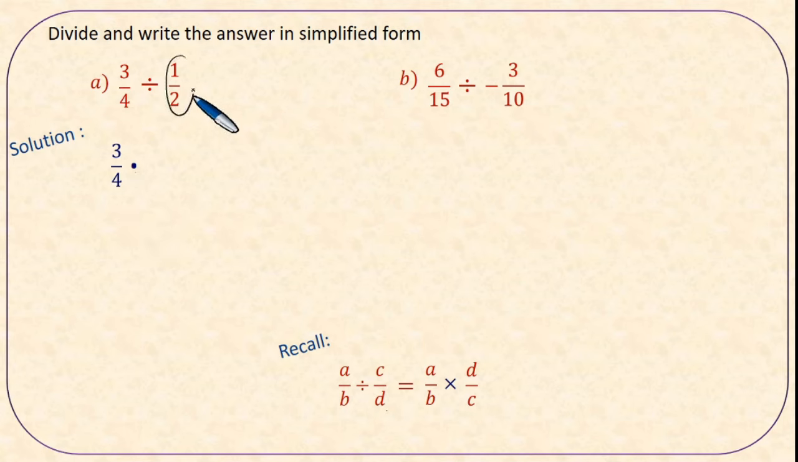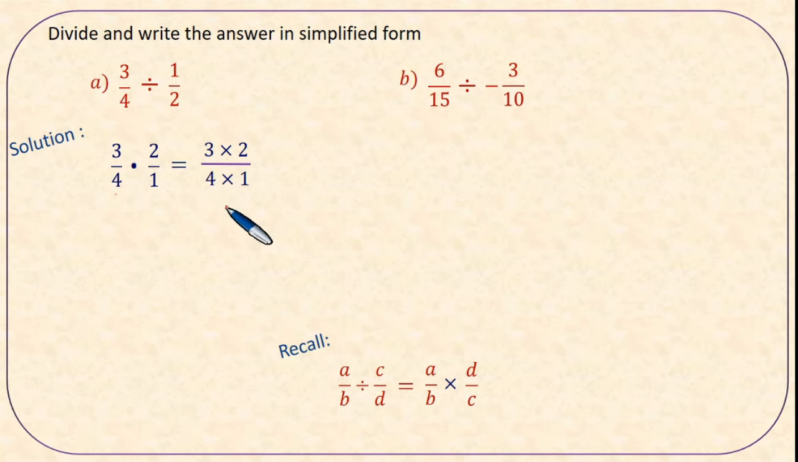Then 1 over 2 is 2 over 1. Second fraction will get interchanged. Numerator and denominator will get changed. 2 over 1. Now it is same. Just you have to multiply as we did the previous problems. Multiply the numerator with numerator and denominator with denominator. This is equal to 3 times 2, the numerator, and the denominator 4 times 1.